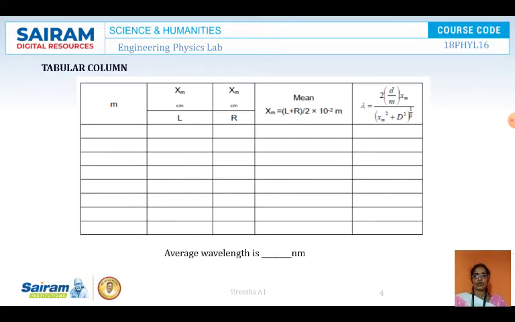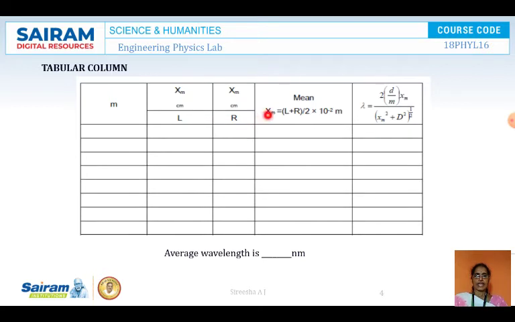Now you have to tabulate the readings after taking the spots. M indicates the order of the spot: first order, second order, third order, fourth order, fifth order. XM is measured towards left and towards right. Towards left, the distance from the 0th order is measured with the scale and the readings are tabulated here. Towards right, from the 0th order or the center spot, you measure the right side. So for the first order you will have one left side reading and one right side reading.